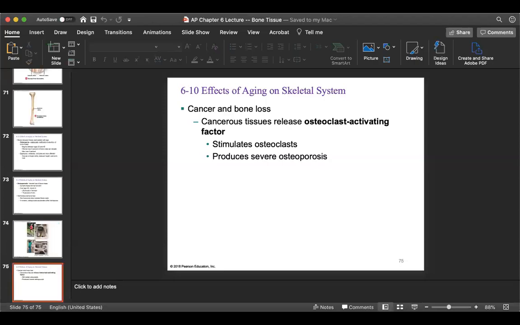Okay, and that is it for chapter 6, going over bone tissue. It's a little bit of an introduction into bones, what bones are, their functions, and essentially how they develop.